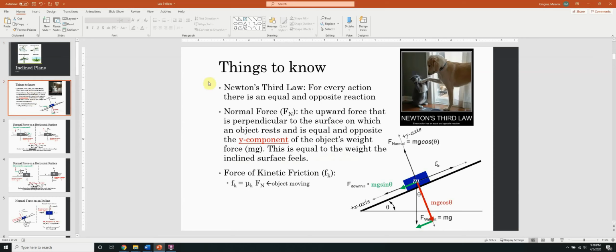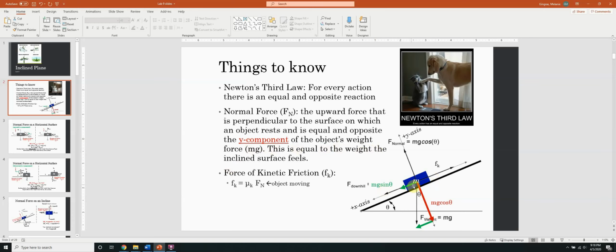All right, so some things to know before we get started. Should all be review. Newton's third law: for every action there is an equal and opposite reaction. And we want to be thinking about this in terms of normal force today. Normal force, for review, is the upward force that is perpendicular to a surface on which an object rests, and it is equal and opposite the y component of the object's weight force, which is mg. This is equal to the weight that the inclined surface feels.